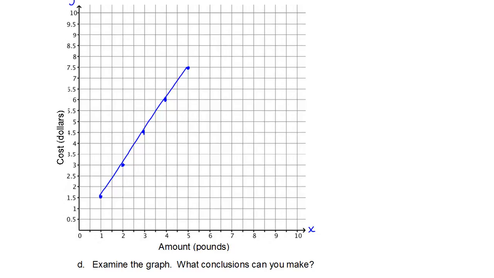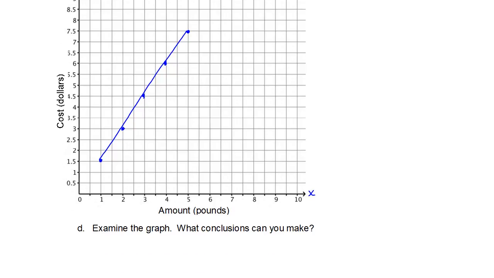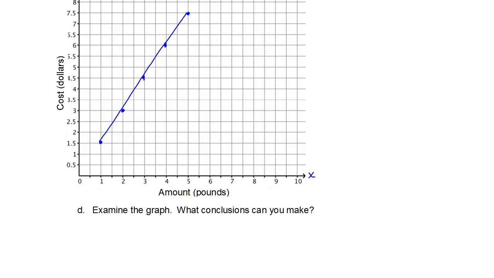So we've graphed the information in the table, and for part D, they want us to examine the graph and say what conclusions we can make. So in other words, what are we noticing? I'm sure everybody is noticing that we have a straight line. If you recall from the previous page, when we have a straight line, we can say that something is linear. So for part D, I'm going to say that the graph is linear. And I'm just going to note, the first time I'm using this word, that it means we have a straight line.